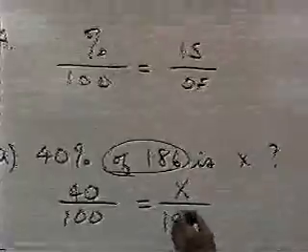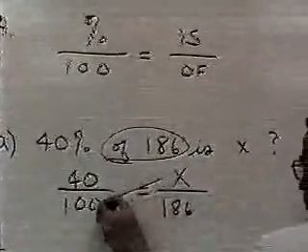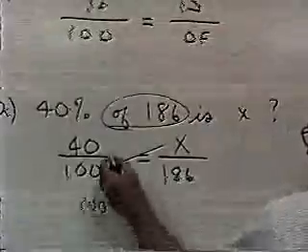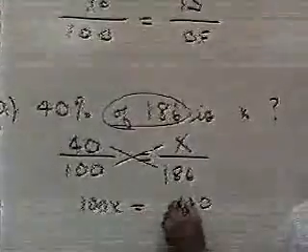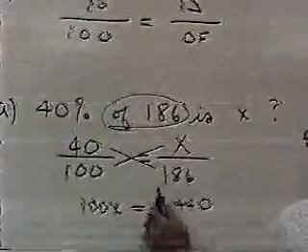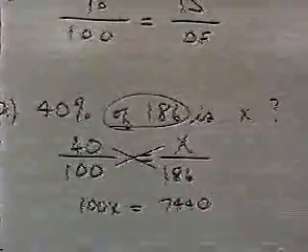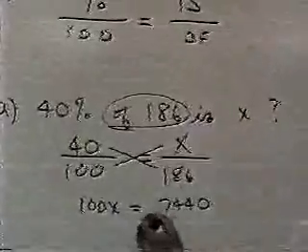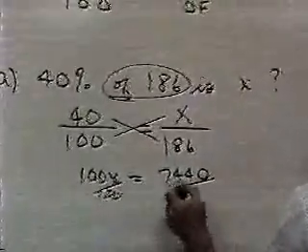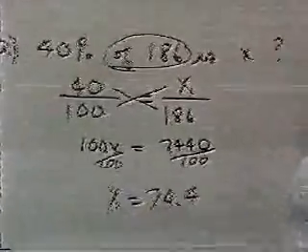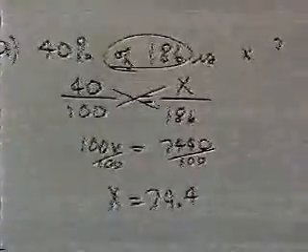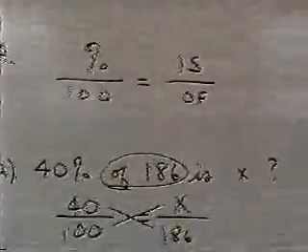And now we cross multiply. To solve proportions, we cross multiply. It's 100x is equal to this times this, which is 7440. Okay, now to solve for x, I divide both sides by 100. And so x is equal to 74.4. And that's the answer to 40% of 186 is what number?